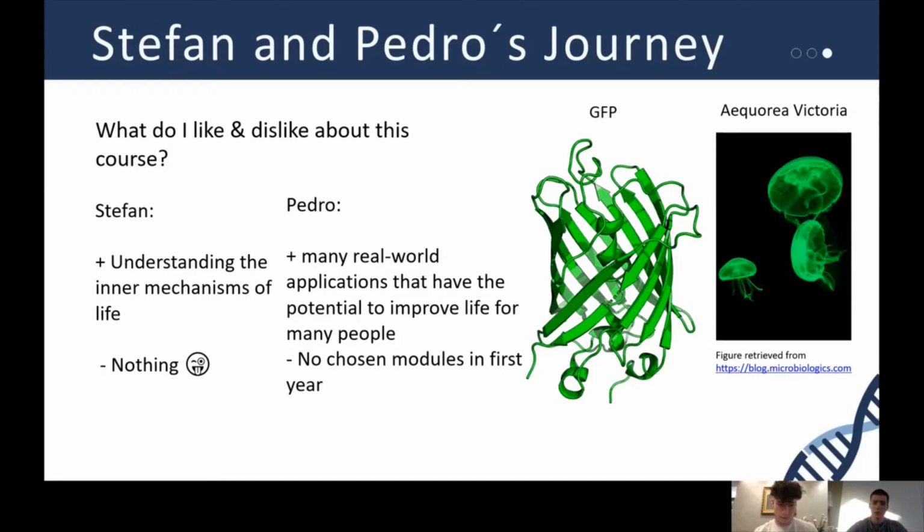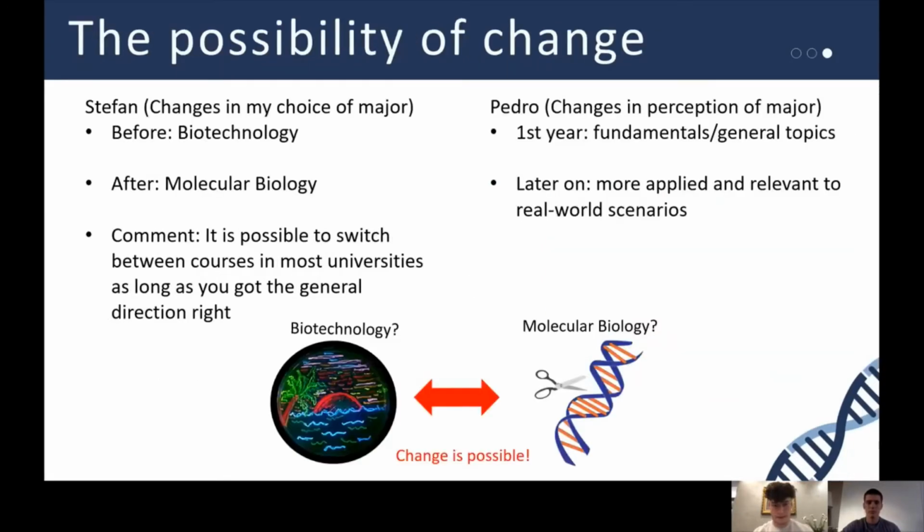In terms of negatives, I would say that the only negative is that in the first year, you don't have any choice modules. But I wouldn't let that put you off at all. It's just a requirement to know the background information to be able to go on in second and third year and choose modules that you'd like to study. So that is actually a good point to work out from.